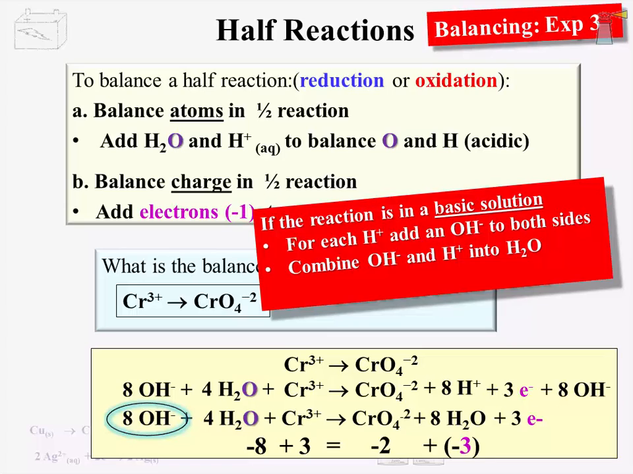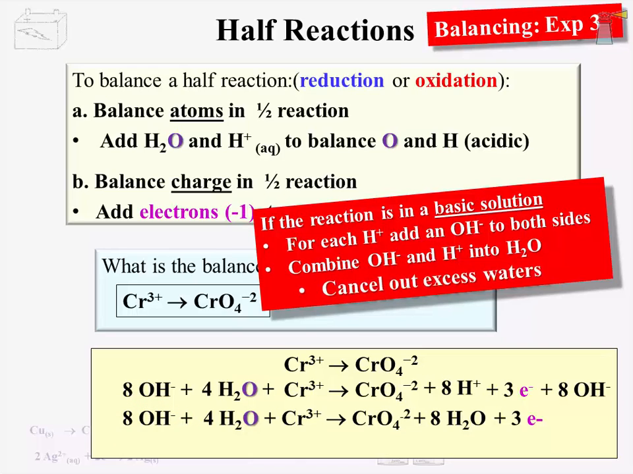There's still one more step. Adding hydroxide ion has created some water. The final step is to clean up the excess waters. There are waters on both sides of the reaction. All 4 of the waters on the reactant side will cancel out with 4 of the 8 waters on the product side, leaving just 4 waters.